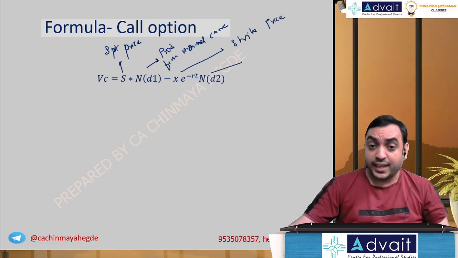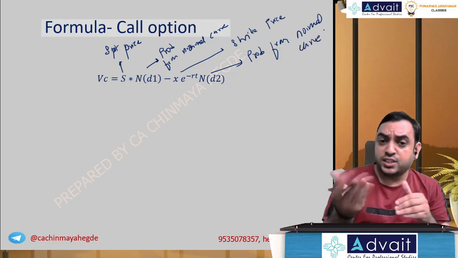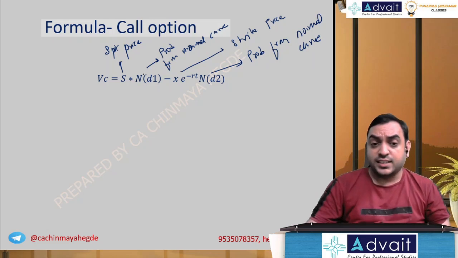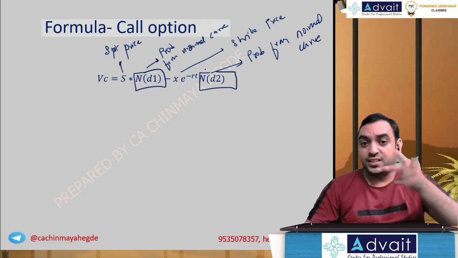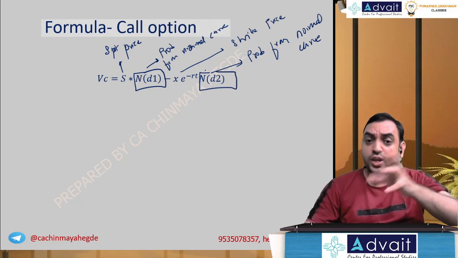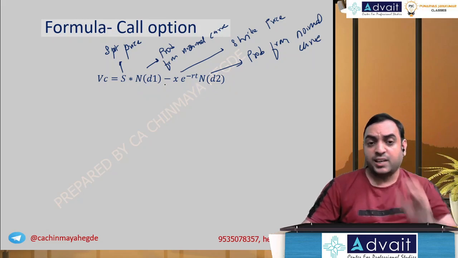Then N(d2), again area, probability from the normal curve. This is also the same thing. This is starting from minus infinity till d1. This is starting from minus infinity till d2. d1 value, what is the normal curve value? d2 value, what is the normal curve value? How do you calculate d1, d2? I'll come to it. First, let me tell you a little bit of logic.